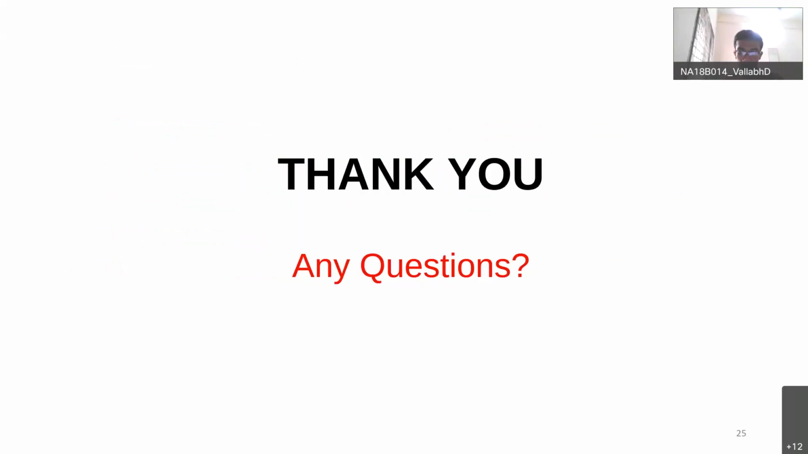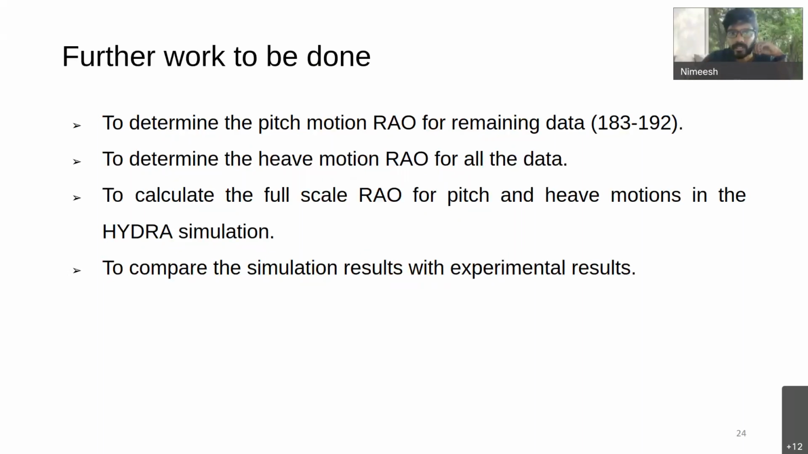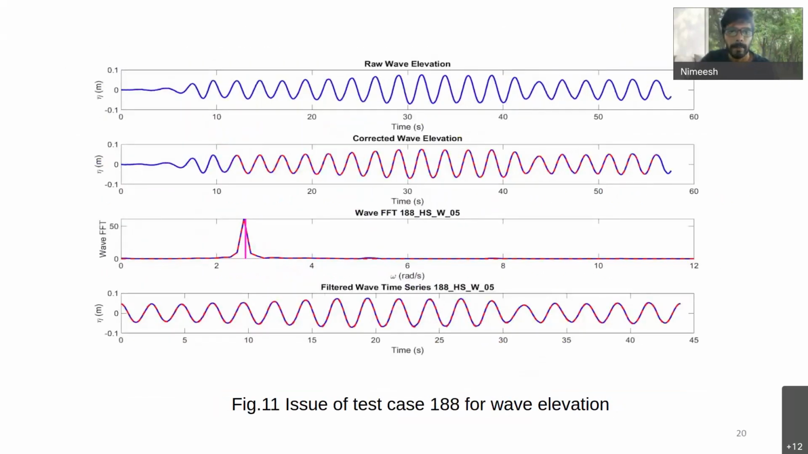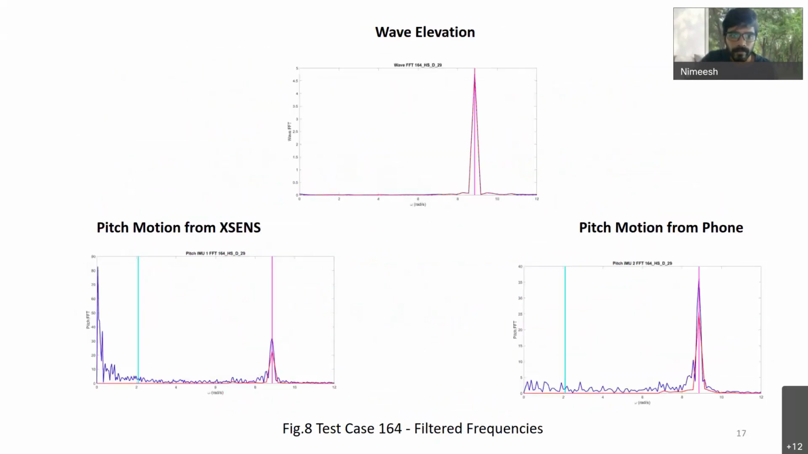Can you go back to the slides where you are doing the frequency domain calculation? Yeah, here. I didn't understand what the blue line is and what the red line is. The blue line corresponds to the FFT of the actual time history. The red line corresponds to the plot after filtering the lower frequencies, filtering the frequencies that we don't want.